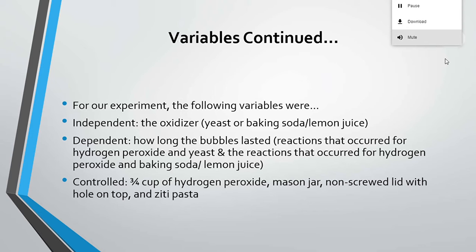Okay, so now that we know what variables are, we can now define them for our experiment. Our independent variable was the oxidizer, whether it was the yeast or the baking soda and lemon juice. Our dependent variable was how long the bubbles lasted. So we're looking at the reactions that occurred for the hydrogen peroxide and the yeast, as well as the reactions that occurred for hydrogen peroxide and the baking soda with the lemon juice. Our controlled variable was 3/4 cup of hydrogen peroxide, the mason jar, the non-screwed lid with the hole on top, and the ziti pasta.